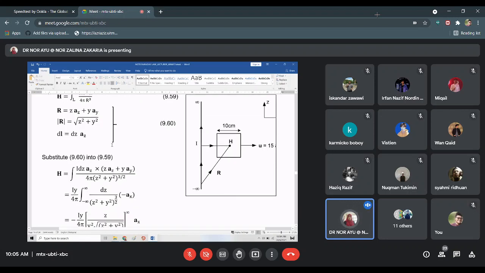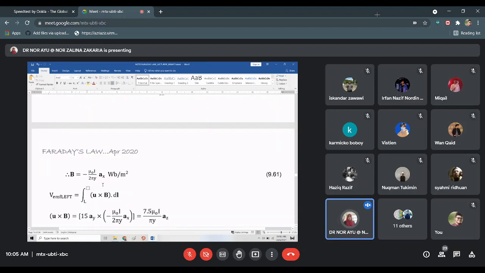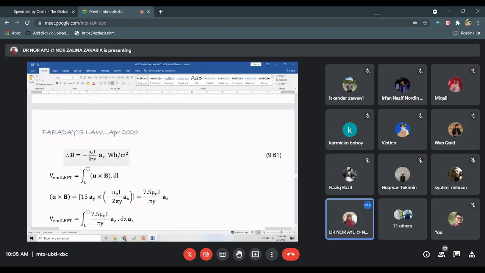All right, and you substitute inside the equation and you will get your final answer for B is this one. Okay, so negative mu naught I over 2 pi Y. Alright, so this equation is the same if you use it for example 5 earlier. If you try using the Biot-Savart law for that example 5, you will get the same answer.